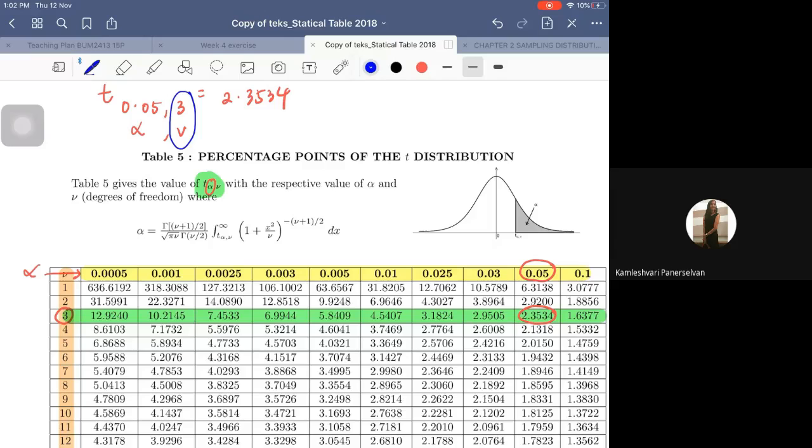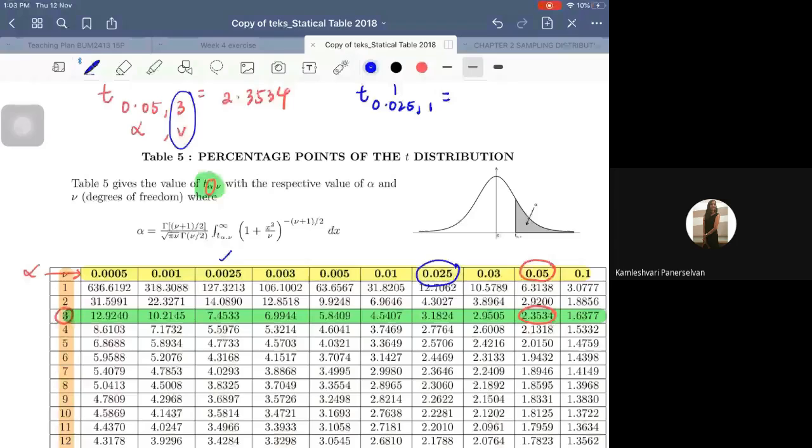Let me show you another example. Let's say I want T 0.025 with 1. So where's 0.025? At the top, it is going to be right here. Please do not mistakenly look at 0.0025. Now there is only one 0 after this decimal. And that one is going to be 1. So 1 is going to be on this side. Therefore, the value I'm going to find is right at the top over here. It's going to be a value of 12.7062.